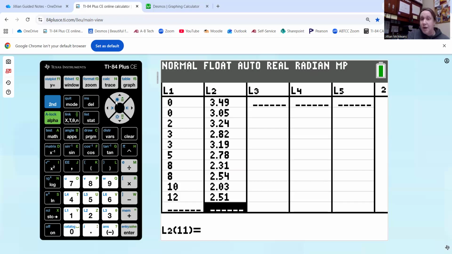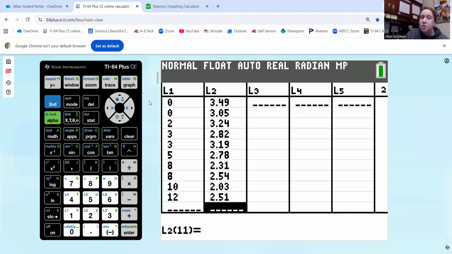As soon as I get super confident and I'm like, oh yeah, I've got it, that's when I always make the typo. So just double check your work. So 0, 3.49, 0, 3.05, 2, 3.24, 3, 2.82, 3, 3.19, 5, 2.78, 8, 2.31, 8, 2.54, 10, 2.03, and 12. Yes. I think mine is good.